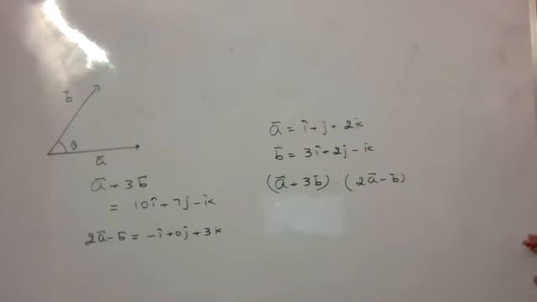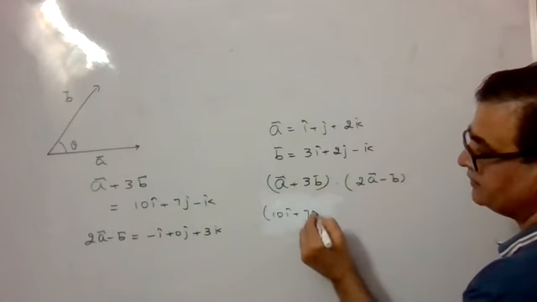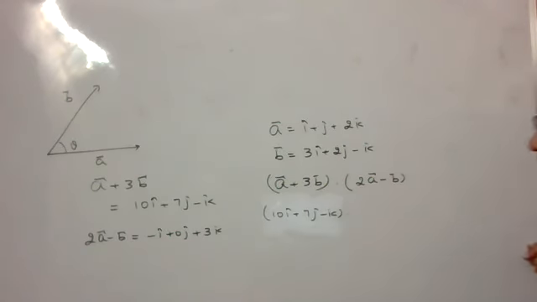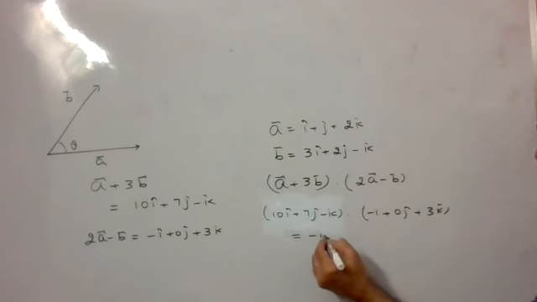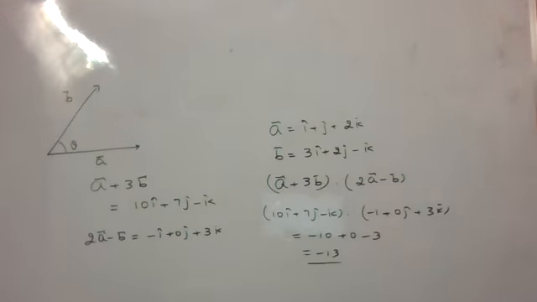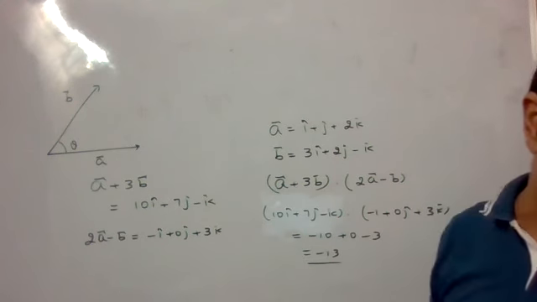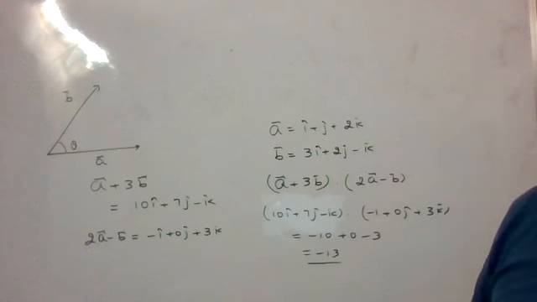And now we should calculate their dot product. If we take the dot product, this will come: 10i plus 7j minus k dot minus i plus 0j plus thrice of k. And now when you solve it, it will come minus 10. This will be 0 and this will be minus 3. Answer comes out to be minus 30. So any way you can try, that is your choice. Either use the distributive property and proceed, or you do it this way.